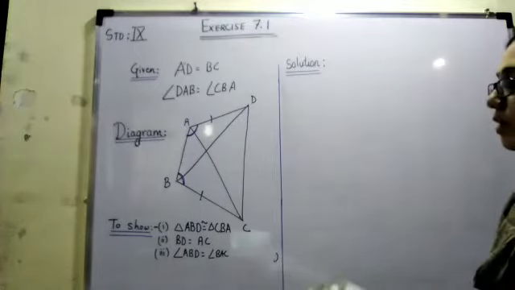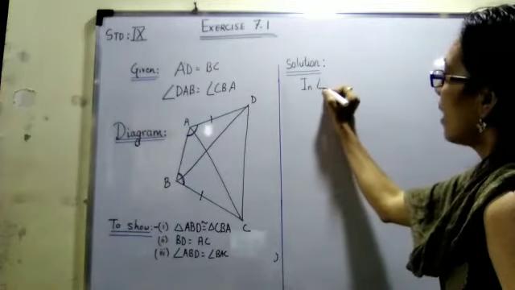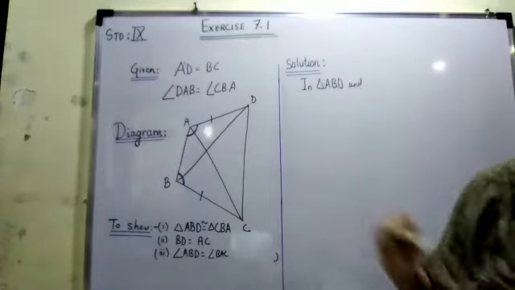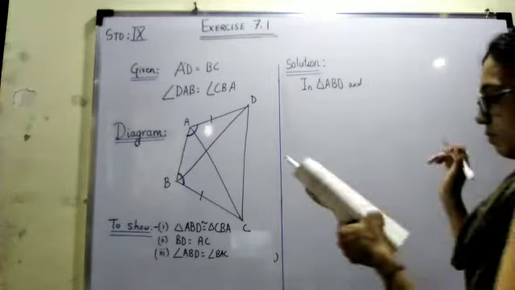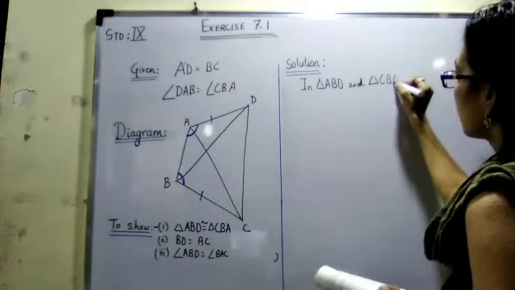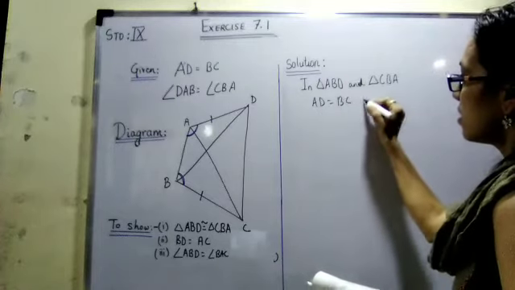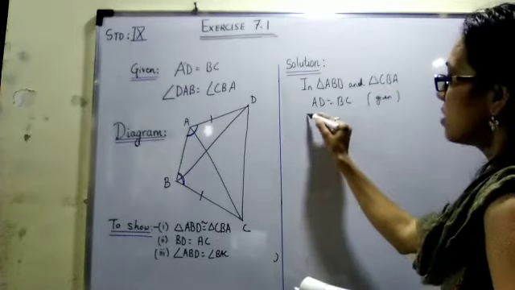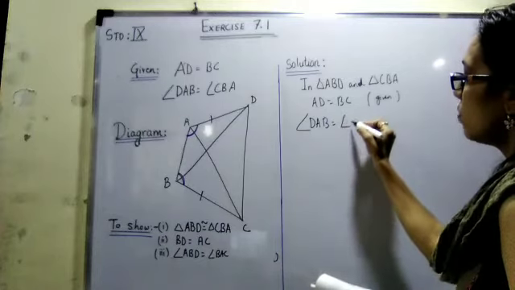So we'll have to compare these two triangles. So we are going to compare this triangle. In triangle ABD and triangle CBA, AD is equal to BC. This is given. Second thing which is given is angle DAB is equal to angle CBA.